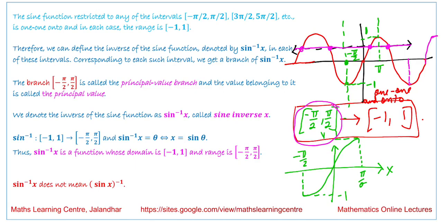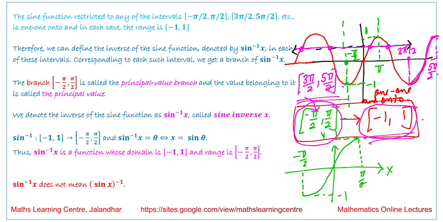At this point this function will continue like this. I am talking about this region. Corresponding to this point is 3 pi by 2, and this point is 5 pi by 2. If I restrict the domain to the interval 3 pi by 2 to 5 pi by 2, and we take the codomain as -1 to 1, for these two sets also this function is one-one and onto.